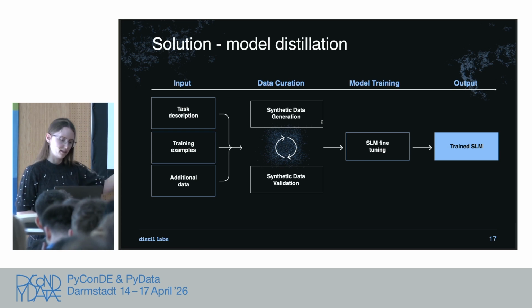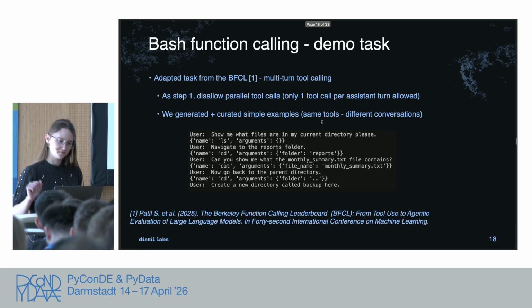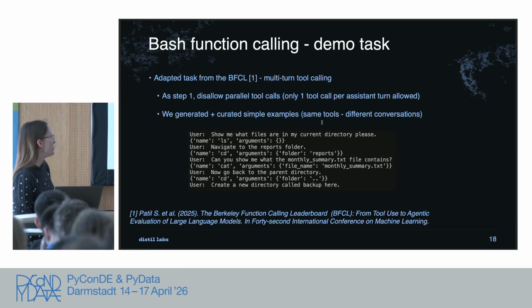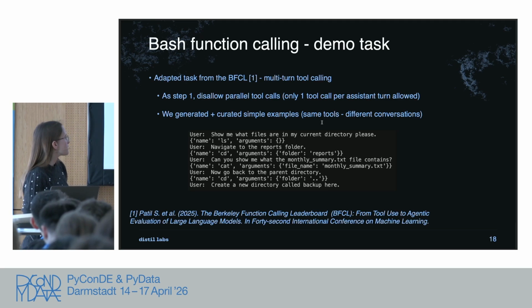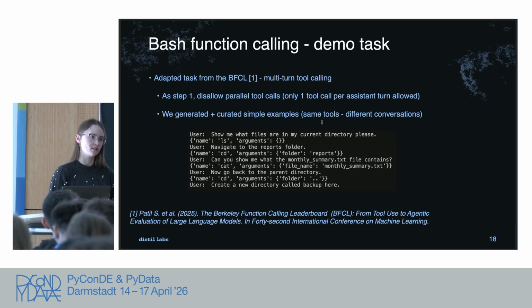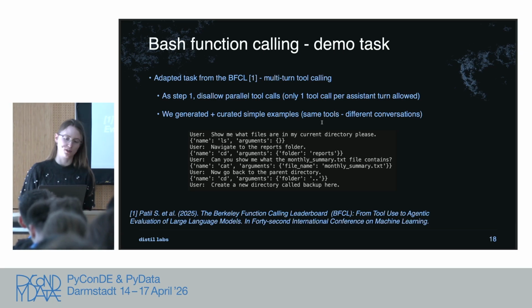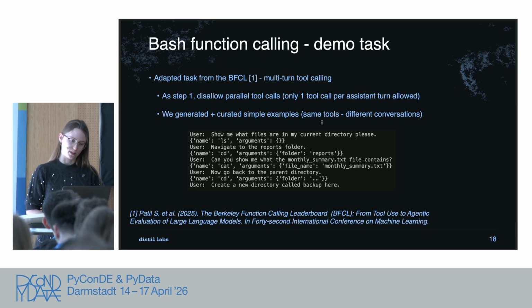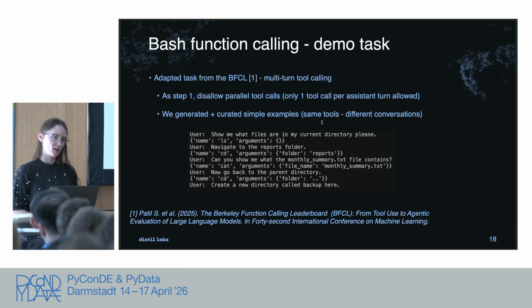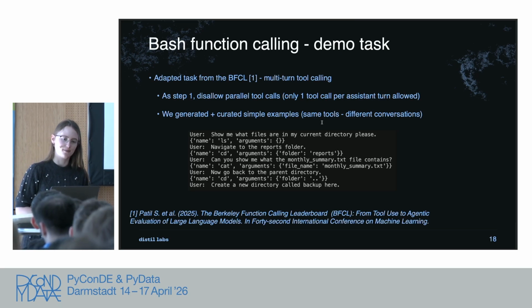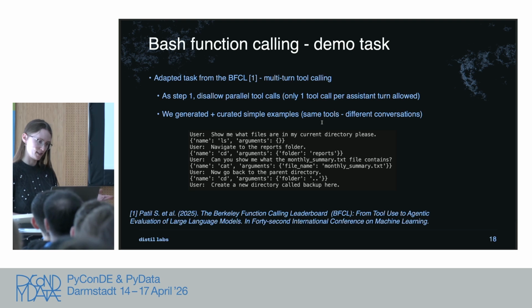Then you fine-tune, and then you have your SLM. So I will show you the pipeline on a simple task. It's been adapted from a nice benchmark leaderboard, BFCL, that's on function calling, both single turn and multi-turn, also some agentic parts. But to test the pipeline, I created something more simple. Because for multi-turn, there are parallel tool calls, and that overall just gets more complicated. So as a first step, we allowed only one tool call per assistant turn.